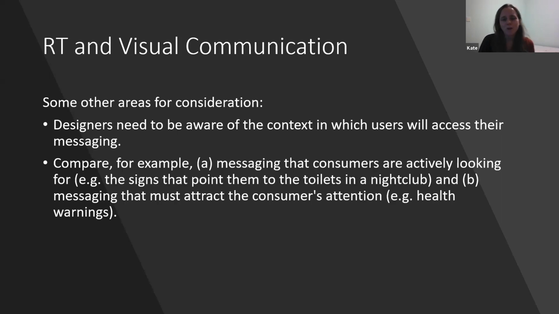And compare, for example, messaging that would work for consumers who are actively looking for that messaging. If you're in a pub or a bar or a restaurant or a nightclub and you're looking for the bathrooms, then you're actively looking for messaging, and that's going to perhaps require a different strategy to be successful and to communicate the information than messaging where you're trying to attract a consumer's attention, like health warnings or the nutritional labelings that we just looked at. Is the audience looking for the information or not, or do we have to attract their attention, make it seem relevant to them, or are they already working off the assumption that it is relevant?